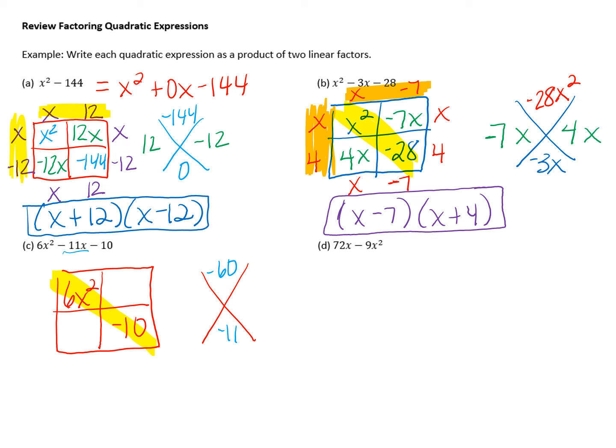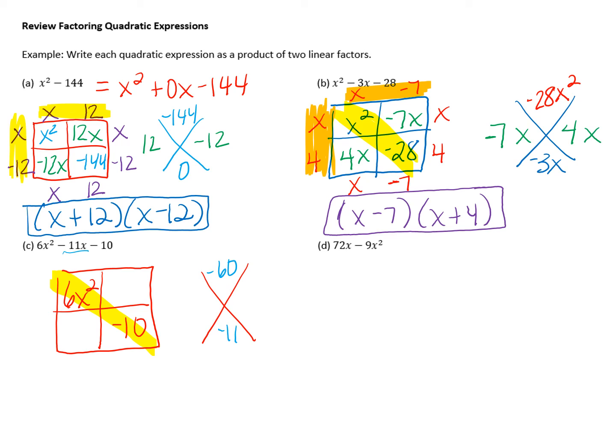Again, this is a little bit harder if we start thinking about the factors of 60. 1 and 60 is not going to work. 2 and 30 is not going to work. 3 and 20 is not going to work. But I believe 4 and 15 will. 15 times 4 would give me 60. And if I subtract 15 and 4, that would give me 11.